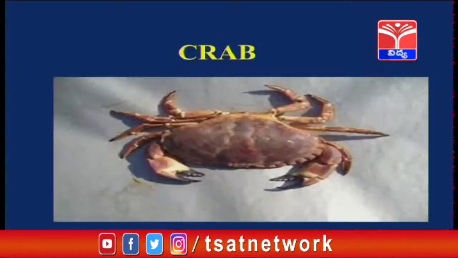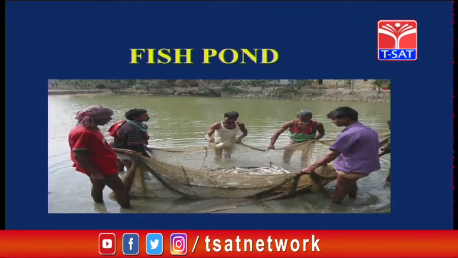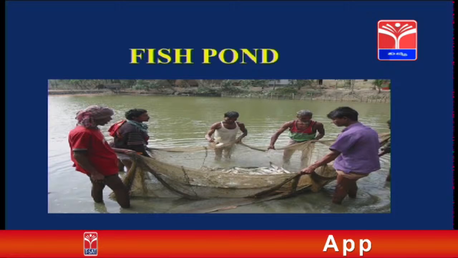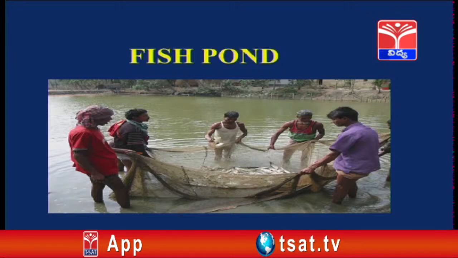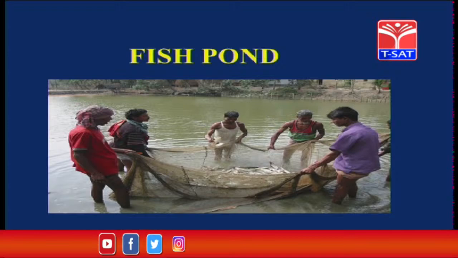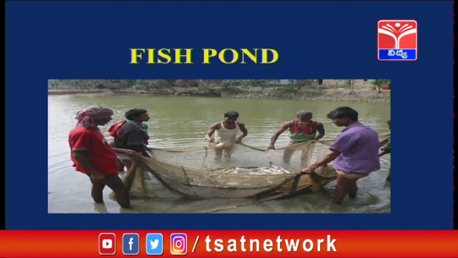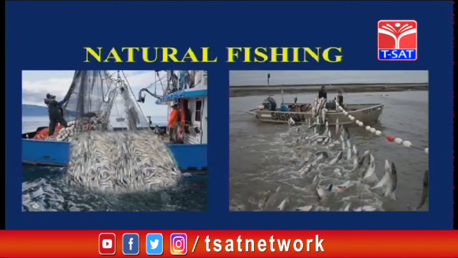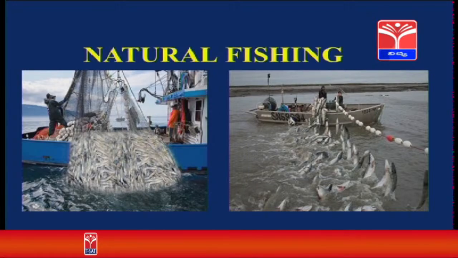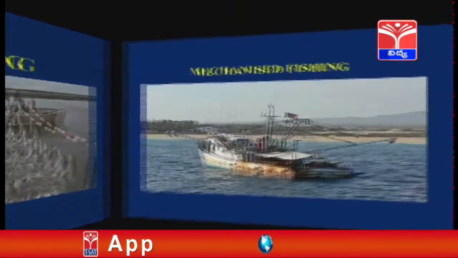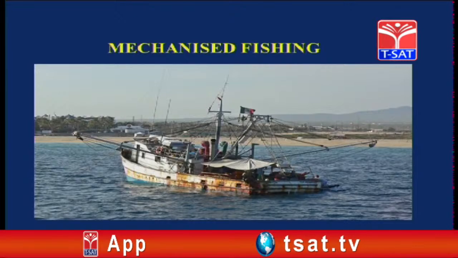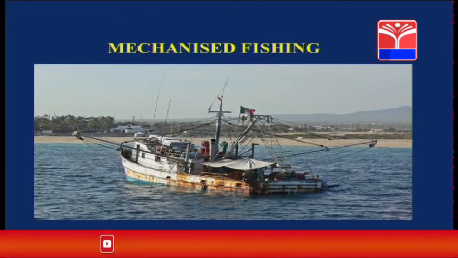See children, previously they used to collect the fishes where the availability of water is less. So, they used to collect the fishes with the help of nets, you might have seen. And nowadays, on a large scale, if they want to collect fish, they will be collecting with the help of mechanized boats. So, natural fishing is with the help of nets, and with the help of boats they will be collecting a large amount of fishes. This is called mechanized fishing.